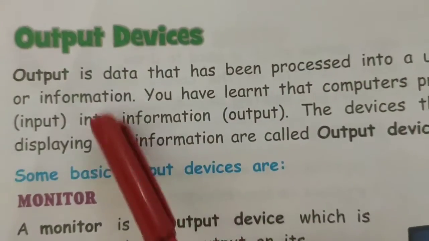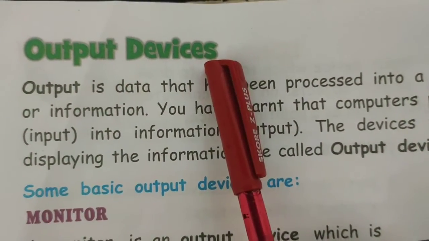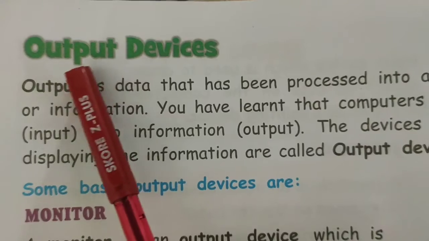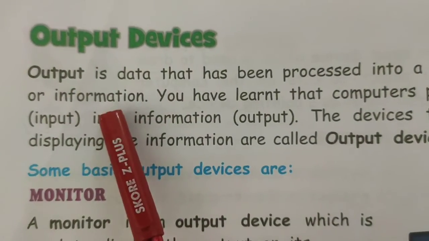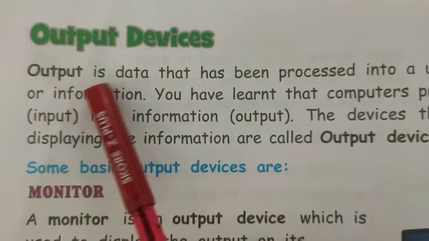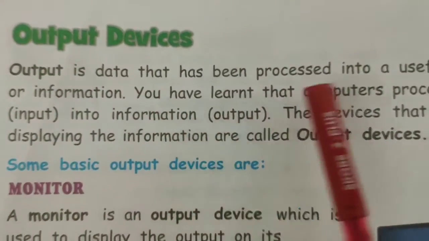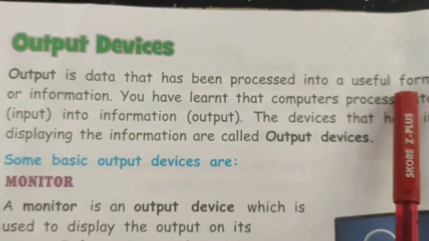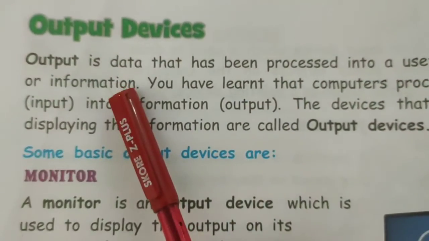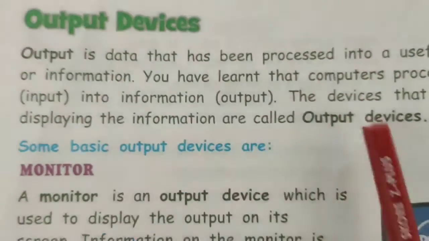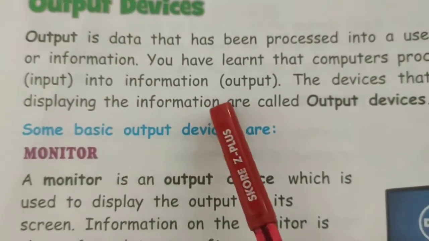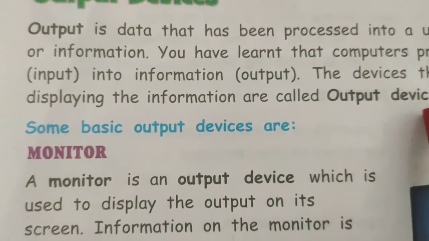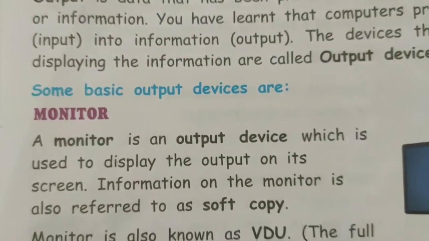Next topic is output devices. Again, first question is, what do you mean by output? Output means useful information. Output is the data that has been processed into a useful form of information. And the devices that help in displaying the information are called output devices. Now here are some basic output devices.